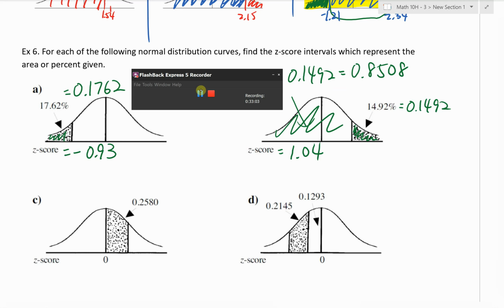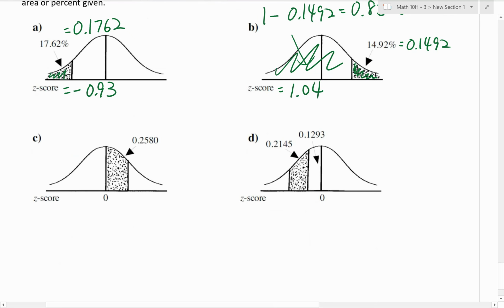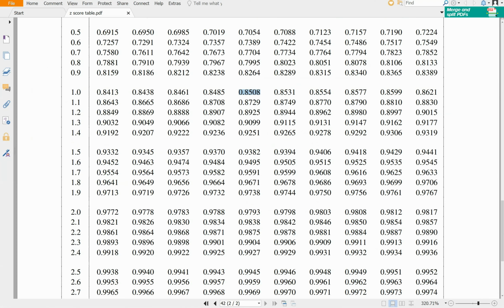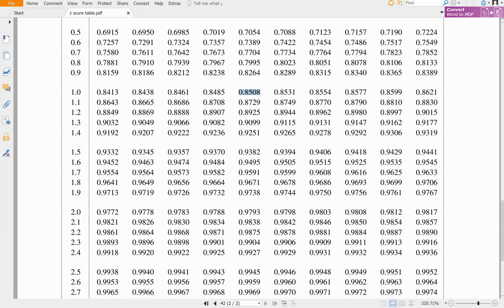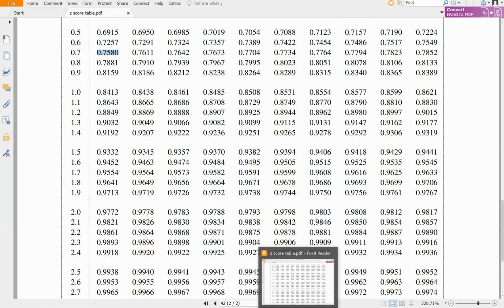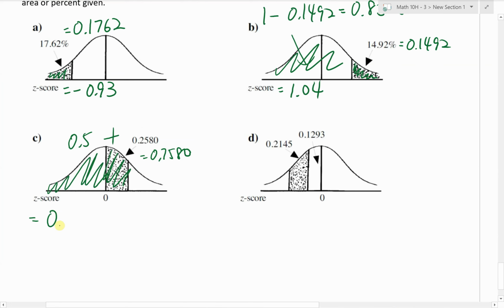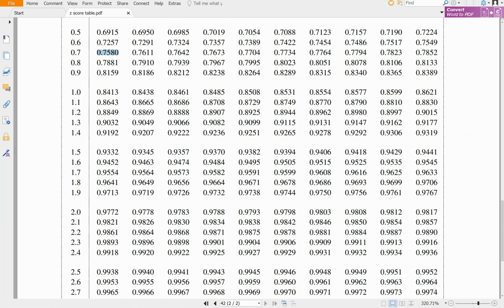Okay, for part C, the trick here is that it's symmetrical, so that means half. This portion is exactly 0.5. Therefore, all together, you just need to add them together. So this is 0.7580. Then you go to the table and find where 0.7580 is. It's right here, exactly 0.7. So the Z-score is 0.7.